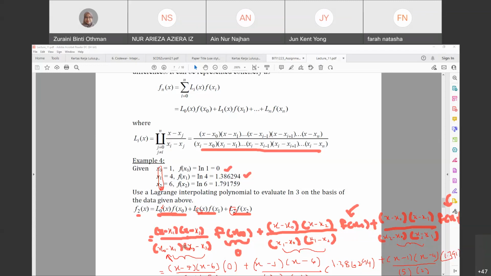Jadi dekat situ kita boleh dapat, kalau dia suruh cari evaluate at ln 3, just now yang ni dah tak ada value lah sebab dia darab dengan kosong, then replace every X yang ada dalam ni, replace it with 3. Okay, so samalah, but this is for F2. Okay, boleh tak kita cari untuk F1?